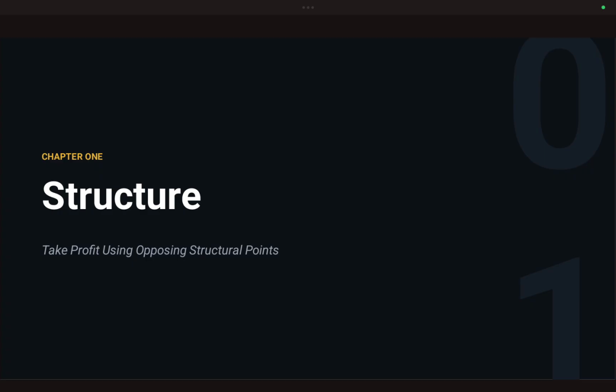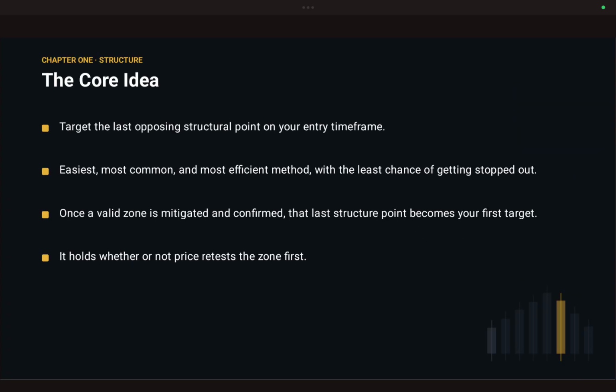The first one we're going to look at is taking profit using opposing structural points. Let's talk about structure as a concept, how to take profit using the opposing structural point. The core idea is you target the last opposing structural point on your entry time frame. We are going to see it in the market very soon. We are going to go to the charts, but let's quickly run through this.